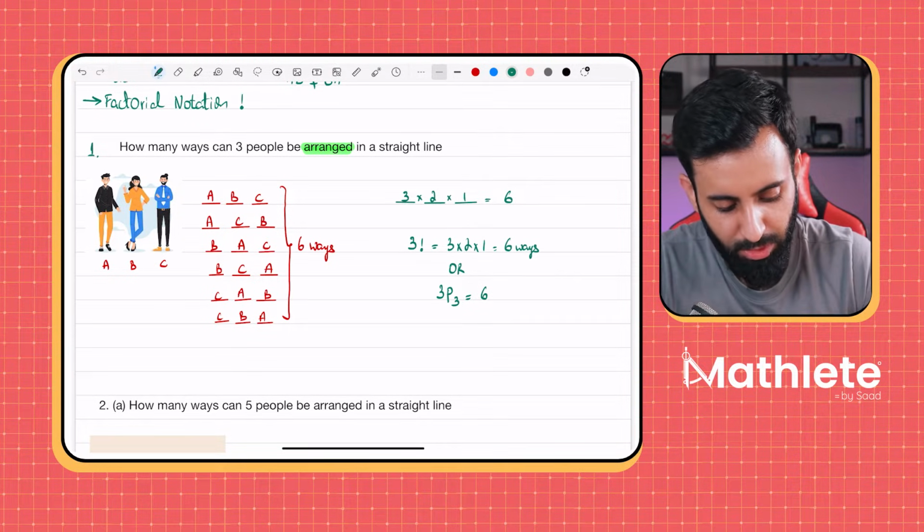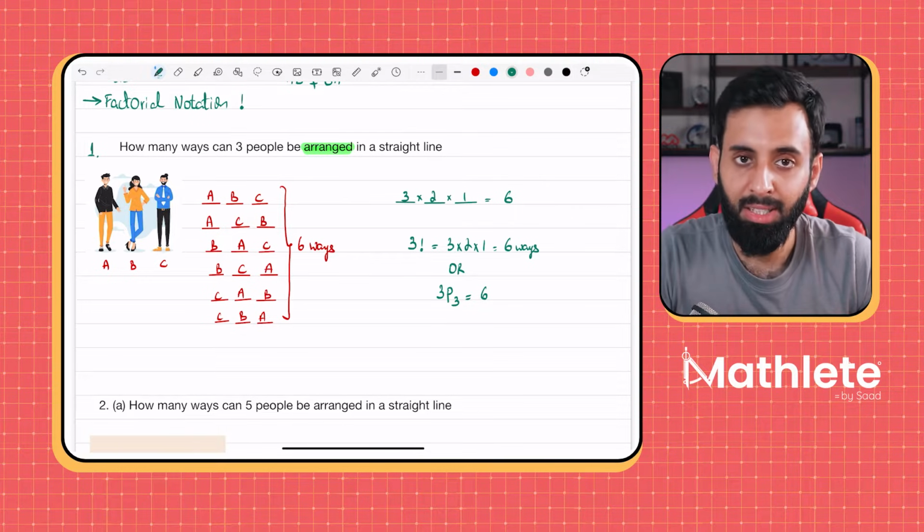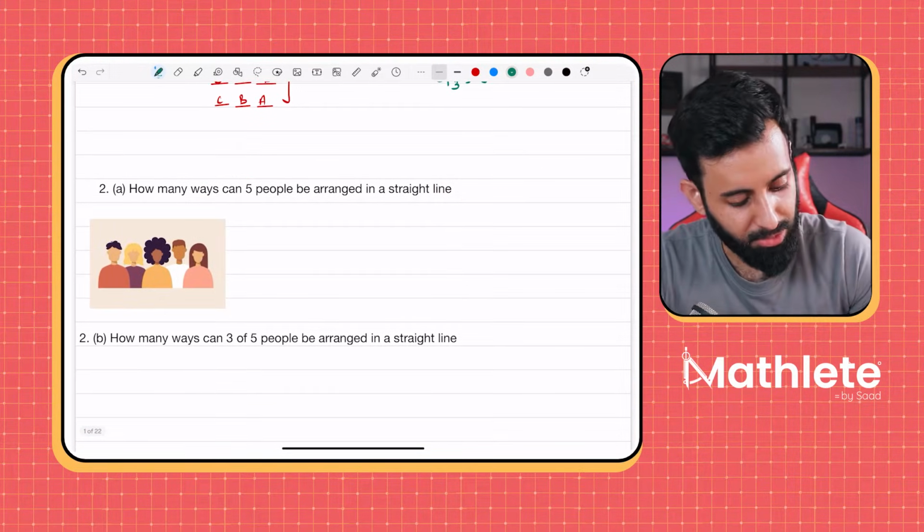Okay? So this is what factorial notation is. We'll write down formally what the definition is, but first, let's understand its application further, and let's do some more examples.